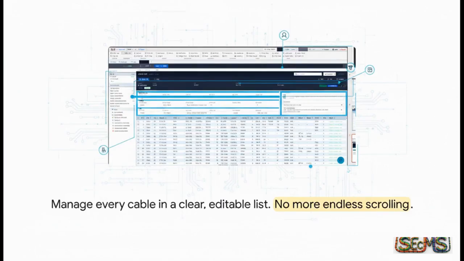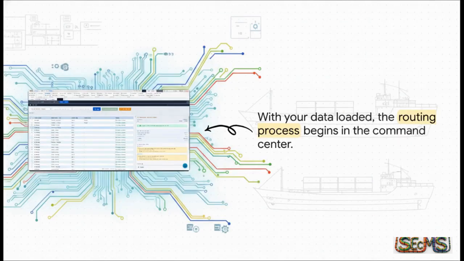Now, if we dig in a little deeper, you get to the cable list, and instead of that endless, painful scrolling through a spreadsheet, you get this really fine-grained control over every single cable. You can search, filter, and edit info right here on the spot, which makes managing thousands of entries feel structured and, honestly, pretty effortless.